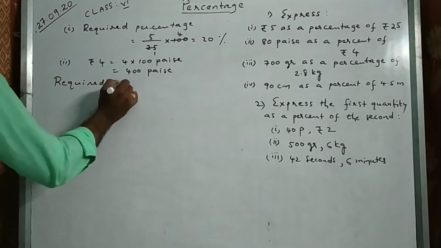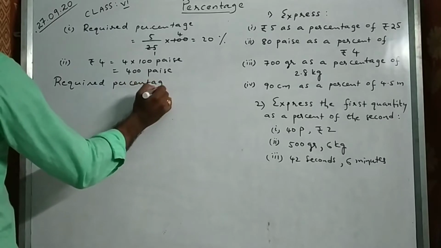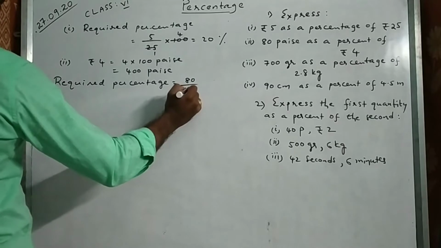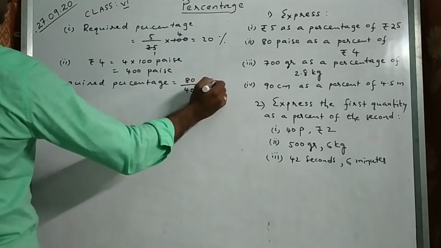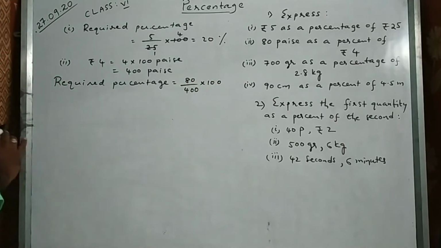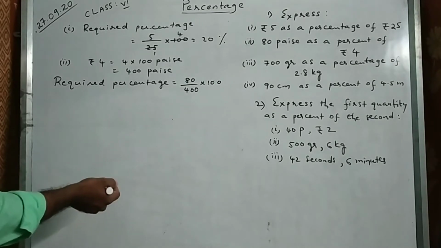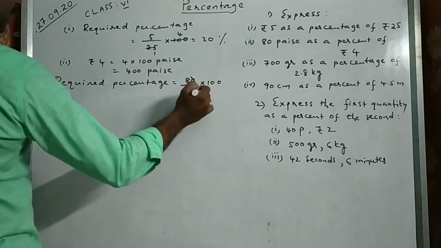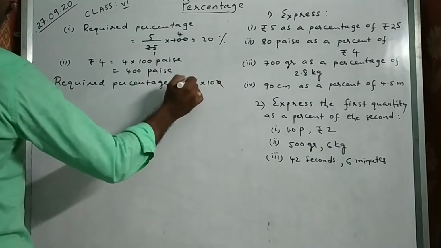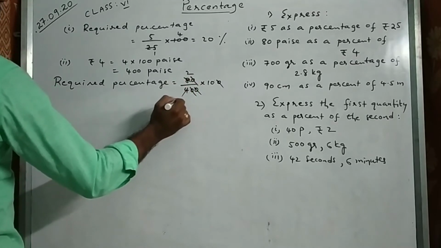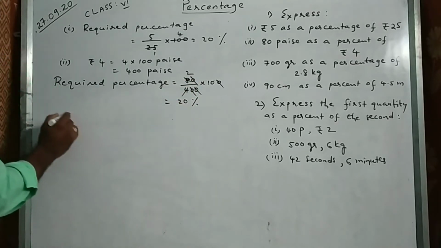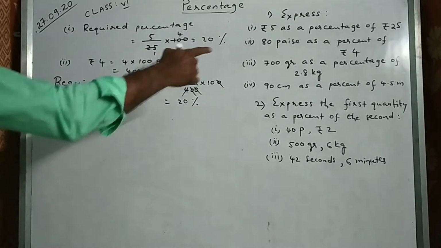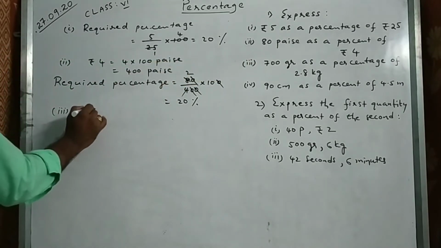So now I can find the percentage. The required percentage equal to, first one is 80 paise upon 400 paise into 100, because percentage has no units. Since it is ratio, it has no units. Remember that point. So 0, 0 cancel, 0, 0 cancel, 4 ones, 4 twos. So 2 tens are 20. Clear?